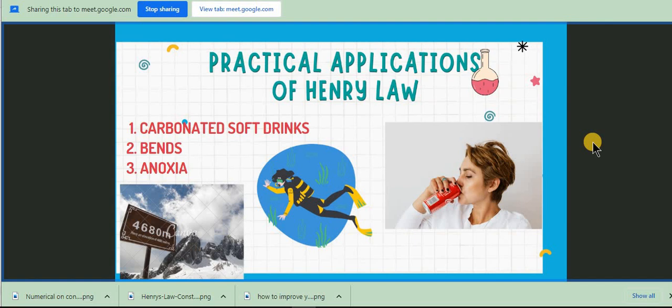untoward incidents. Anoxia is also known as altitude sickness. When you go to a higher altitude, the atmospheric pressure is less, thereby the density of oxygen is less. You know, pressure is directly proportional to density of the gas, and thereby people feel difficulty in breathing. That condition is known as anoxia.